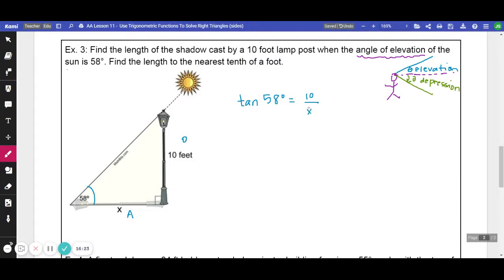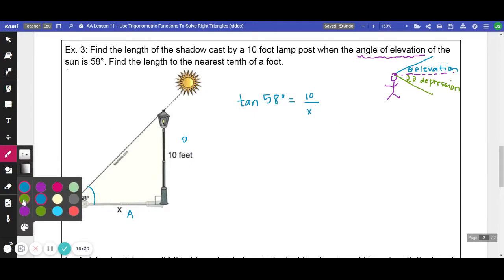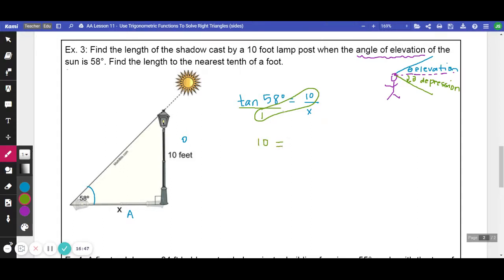So here's another one where we have x on the bottom, and we don't want x in the bottom, right? Because that makes everything difficult. So to get x out of the bottom, we're going to make this one a fraction by putting it over 1, and we're going to cross multiply. So 1 times 10 is 10 equals, remember cross multiply means you multiply the diagonals and then they're equal to each other. The other diagonal is x times tangent of 58.